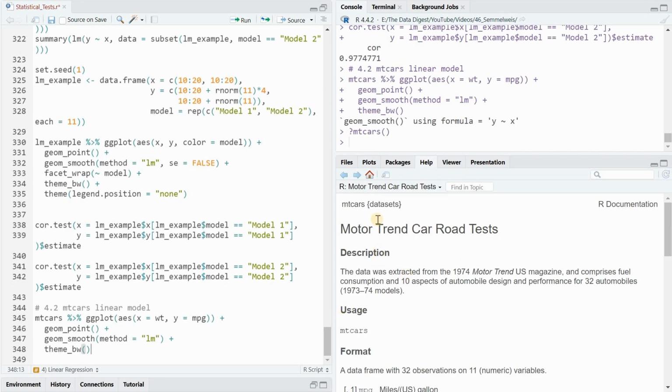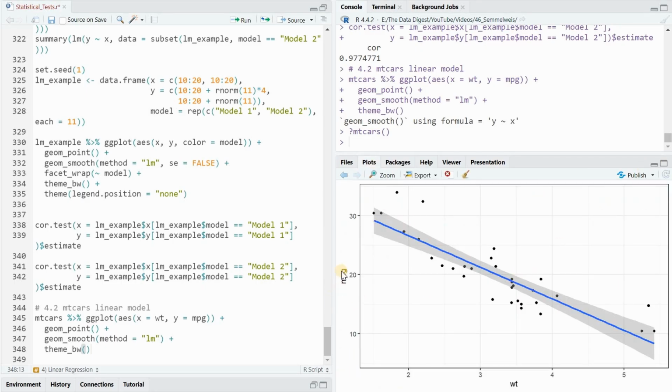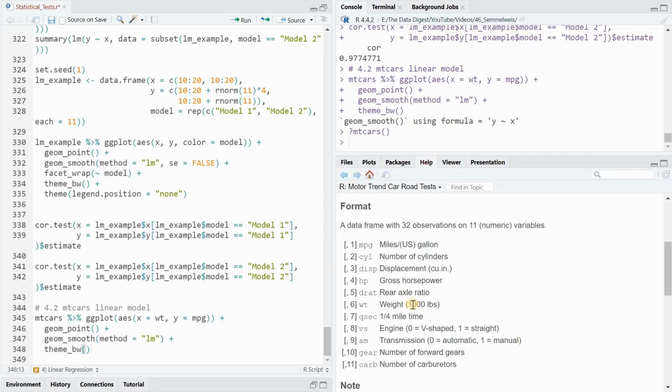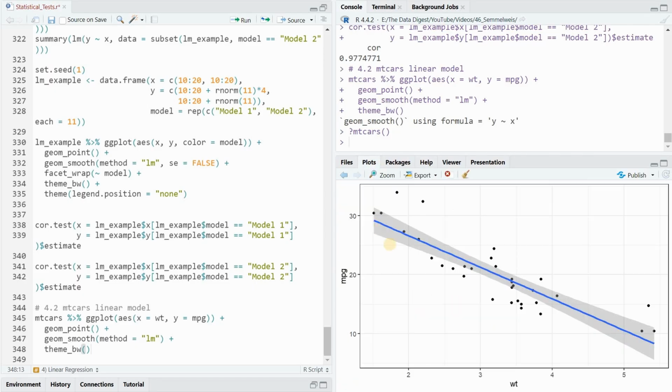Let's predict something real. The mtcars dataset has cars from 1974, and we can try to predict the mileage, so the miles per gallon, based on the weight of the cars. The weight is in 1,000 pounds, and you can see that the heavier the car is, the less mileage you get from a gallon of gas.